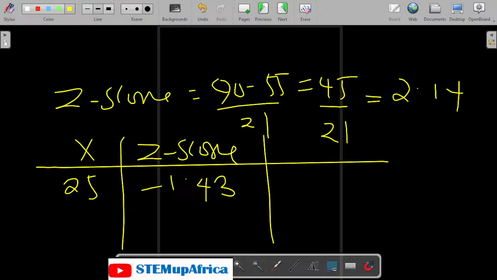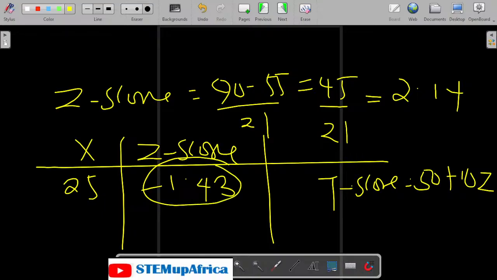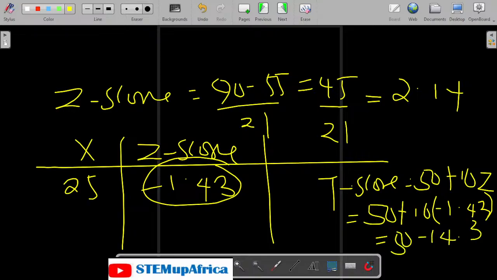Okay? Then sometimes, like I said, you can be asked to find the T-score. The T-score is 50 plus 10Z. That's your T-score. So what's the first one now? First Z score is minus 1.43. Here will now be 50 plus 10 bracket minus 1.43. Okay. Which is 50 minus 14.3. So the T-score will give you 35.7. So this is how to find T-score and Z score. So I hope I've answered your questions.